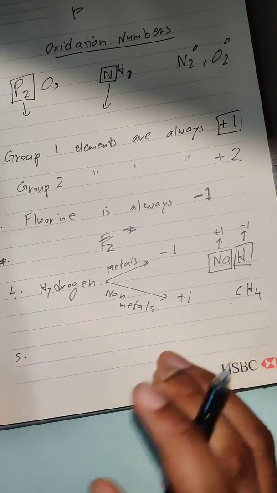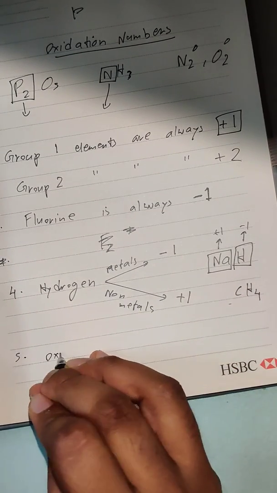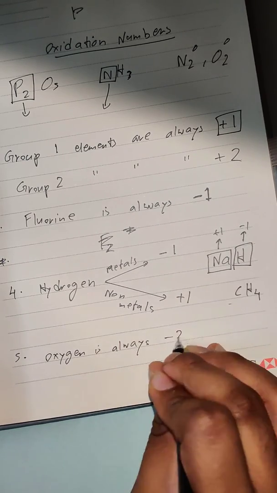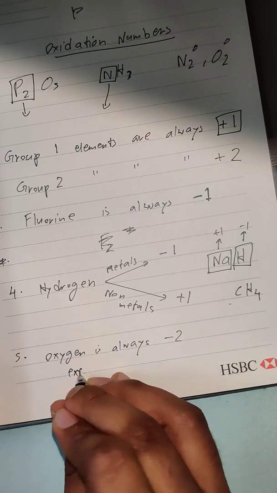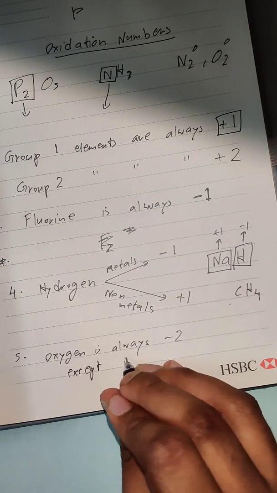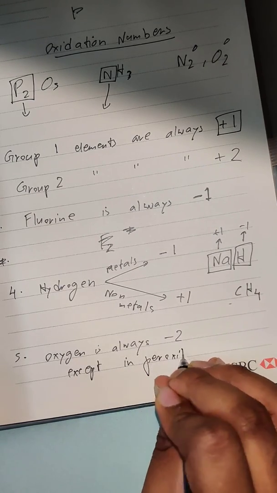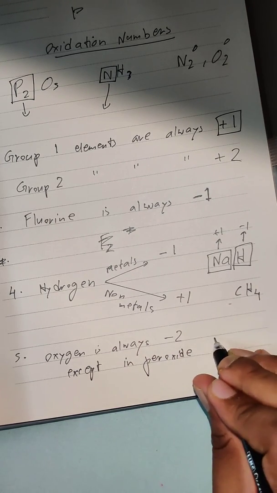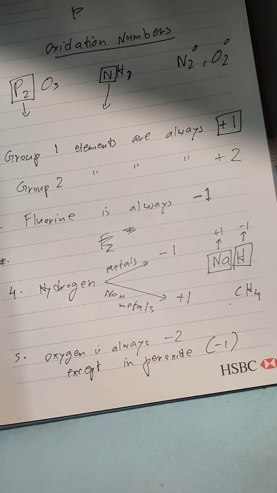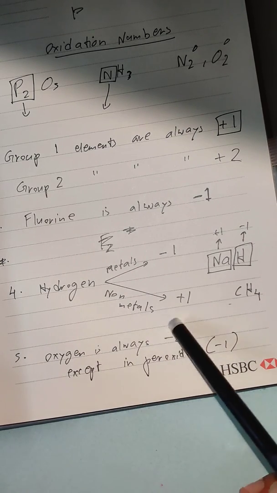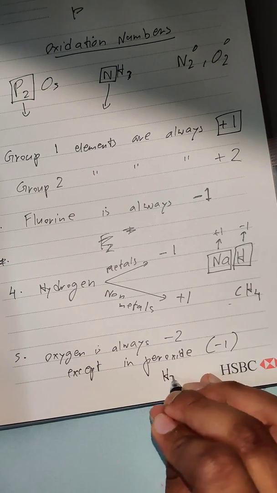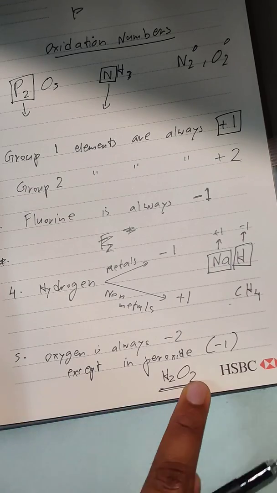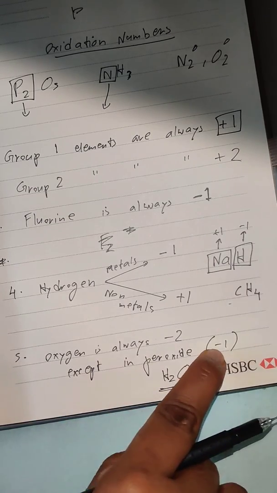Number 5, the fifth rule is that oxygen is always -2 except in peroxide. When we have hydrogen peroxide or any kind of peroxide, oxygen is -1. So oxygen is always -2, but imagine I have H2O2. Now H2O2 is hydrogen peroxide. Here oxygen's charge is -1.